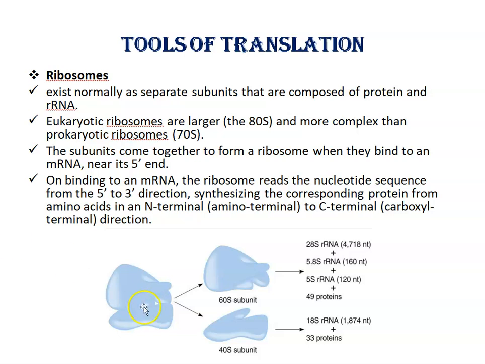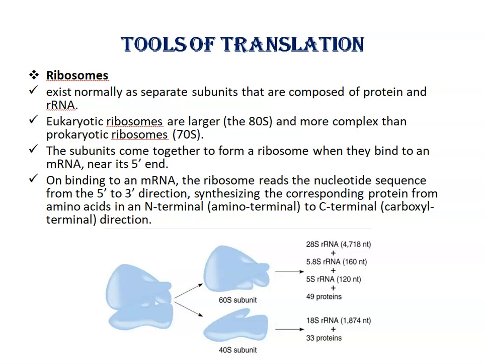I can see here the structure of the 80S ribosome, and 80S ribosomes have two subunits, a larger 60S subunit and a smaller 40S subunit. The 60S subunit is made of 28S rRNA, 5.8S rRNA, 5S rRNA plus 49 proteins. The 40S subunit is made of 18S rRNA plus 33 different proteins. These subunits come together to form a ribosome.